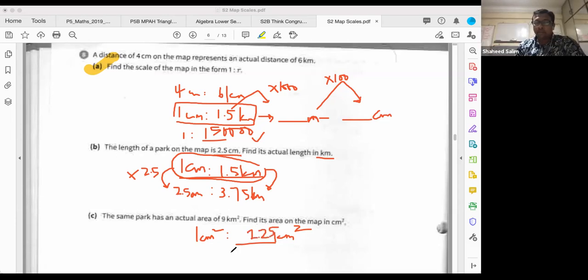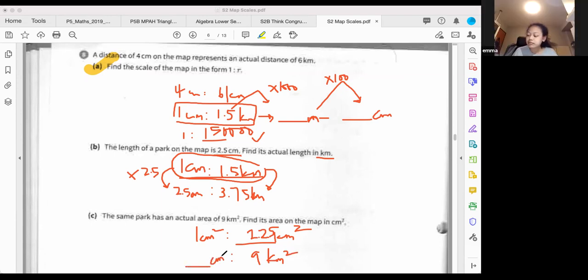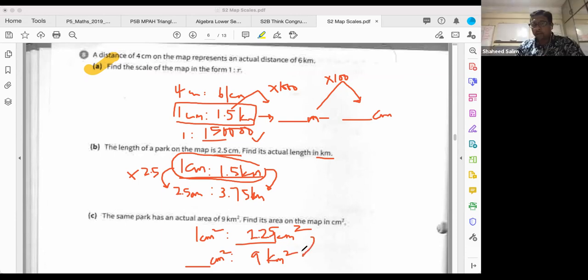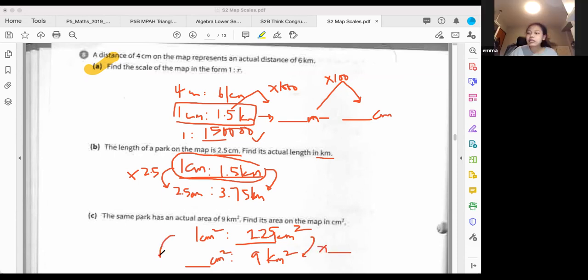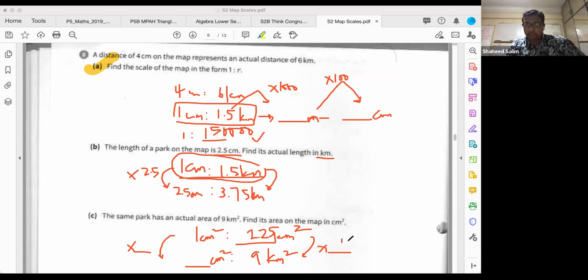They are going to ask you for the area on the map. This is 9 km square. How many cm square is it? Times what to get 9? 2.25. Wait, no, 2. 4. Times what? 4. Okay, so do the same thing. So your answer is 4, right? Yeah. Okay.